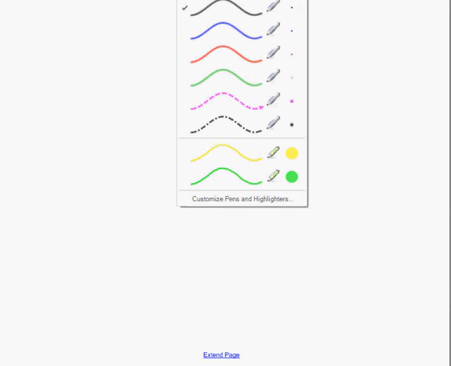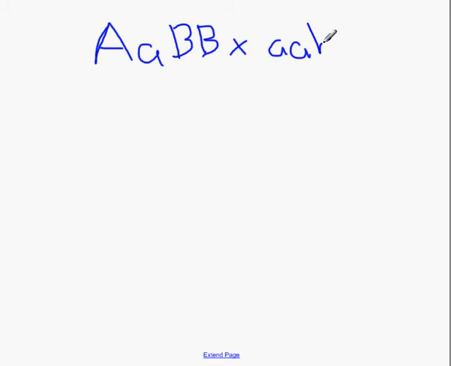So let's go ahead and try a 2-gene system. Let's call it gene A and gene B. And let's suppose that we have somebody with a genotype of big A, little a, and big B, big B. We'll do it like that. And let's go ahead and cross them with, oh, how about little a, little a, little b, little b.